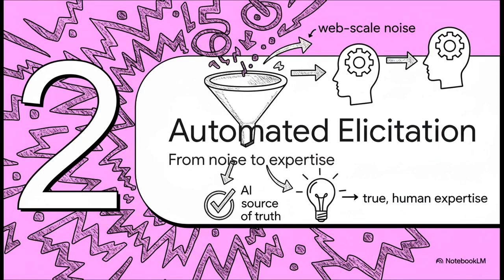So if that's the problem, what's the solution? How do we fix it? Well, that brings us right to Section 2, automated expert elicitation. This is where the real engineering begins. It's a process designed specifically to slice through all that web-scale noise and lock onto something real, validated human expertise.